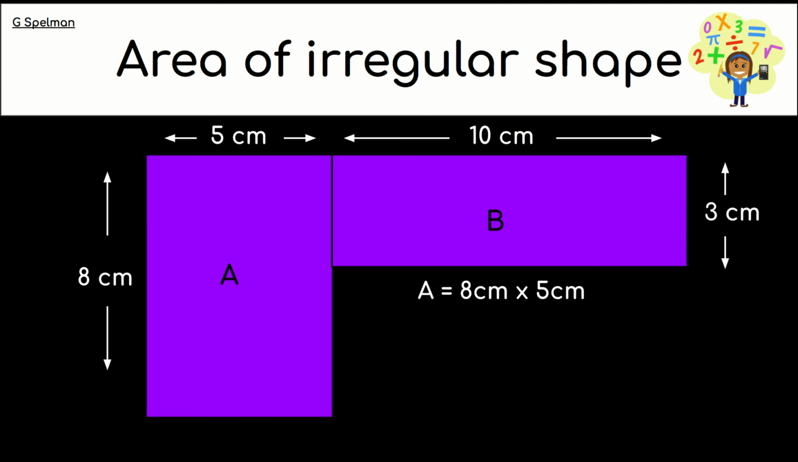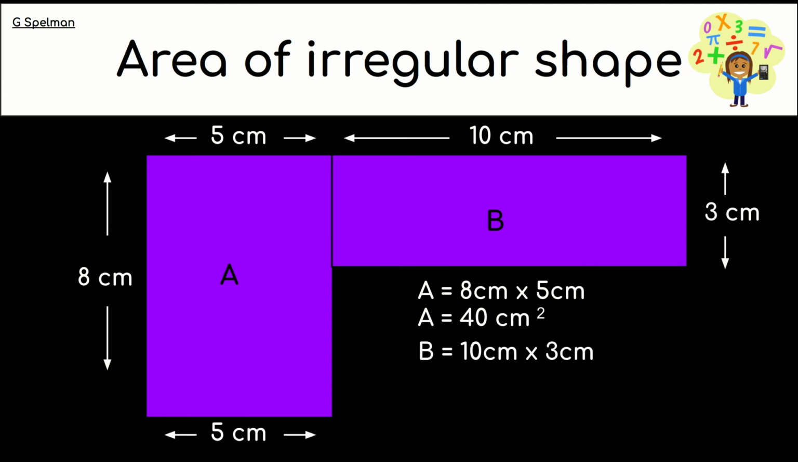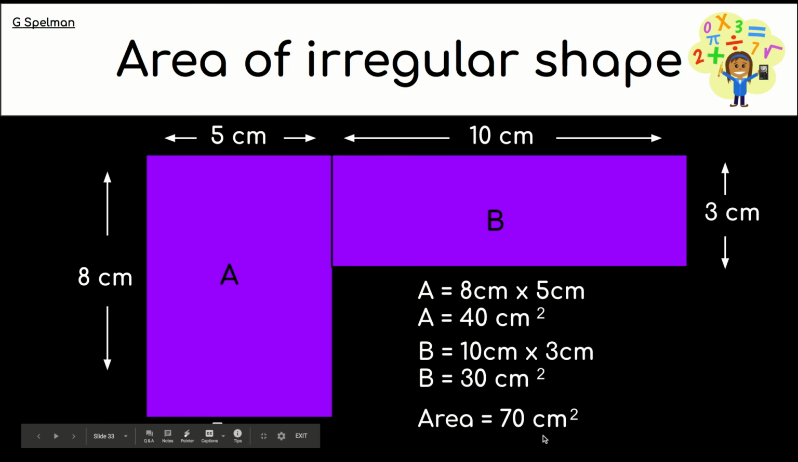Okay, so I've done just that, and I have worked out first the area of rectangle A to be 40 centimeters squared. I've worked out the area of rectangle B to be 30 centimeters squared, and my final answer is 70 centimeters squared. Did you get that, and did you remember the squared for your units? If you did get that, you might have done rectangle B first and then rectangle A. But you wouldn't have, like me, done both together.